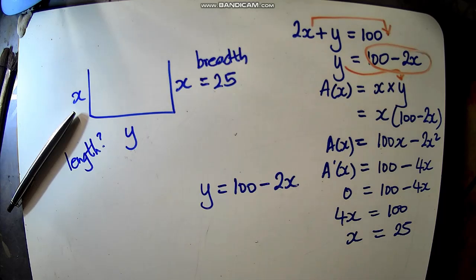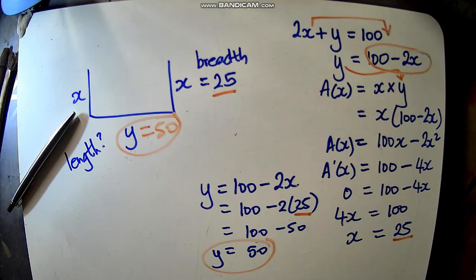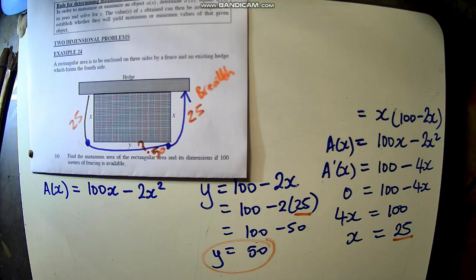So our original was y equals 100 minus 2x. So let's substitute x is equal to 25. So this will be 100 minus 50. This means y is equal to 50. y is definitely equal to 50. Now don't forget our original area function was A of x is equal to 100x minus 2x squared. That was the original question. And so we want to substitute the x value of 25 into there to find the turning point.